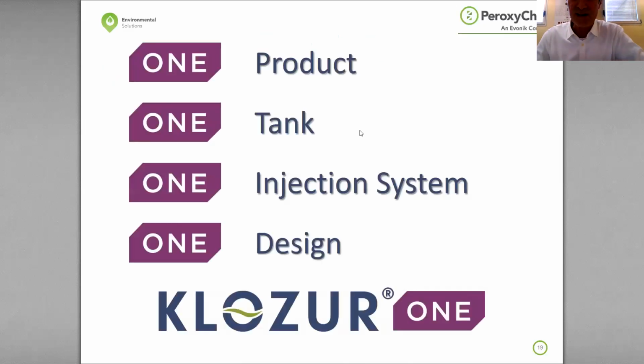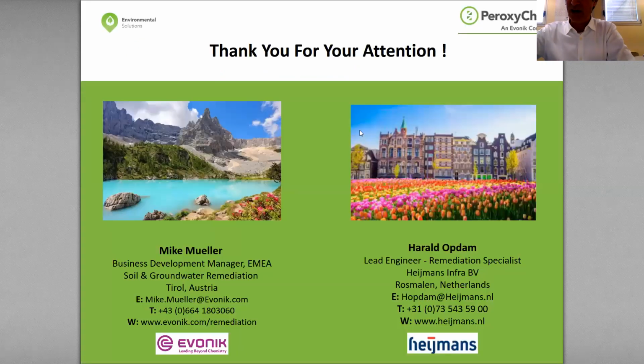So to briefly summarize then, Closure 1 is a single product where Closure SP sodium persulfate has been combined with the activation chemistry, and the intent of this is to have a blend which uses just a single tank, a single injection system, and where the designers only need to come up with a single design number for the overall system so that you can have a very simplified ISCO application.